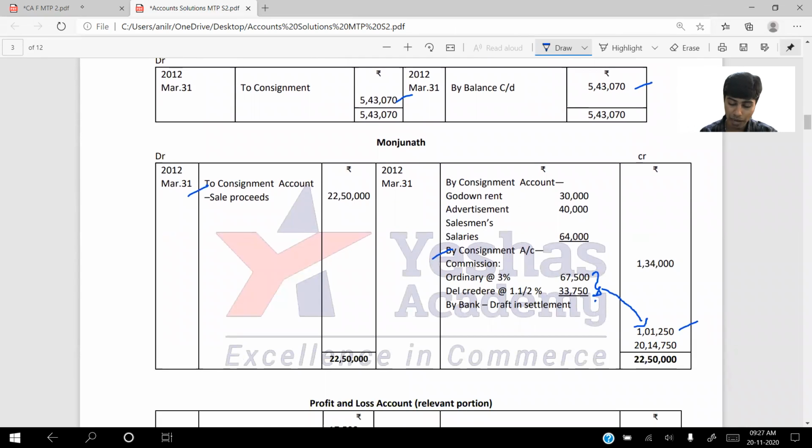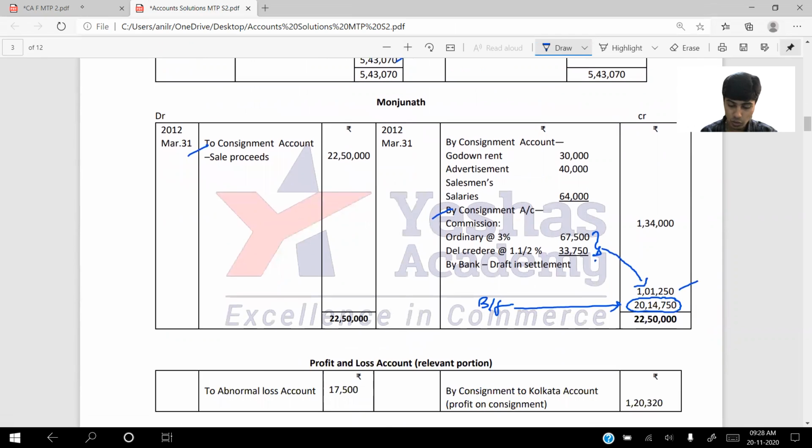And the Manjunath account balance is paid by draft. They've given to us in the question. So this includes some amount of loss that is bearing. So this is the balancing figure. I hope you guys got it.